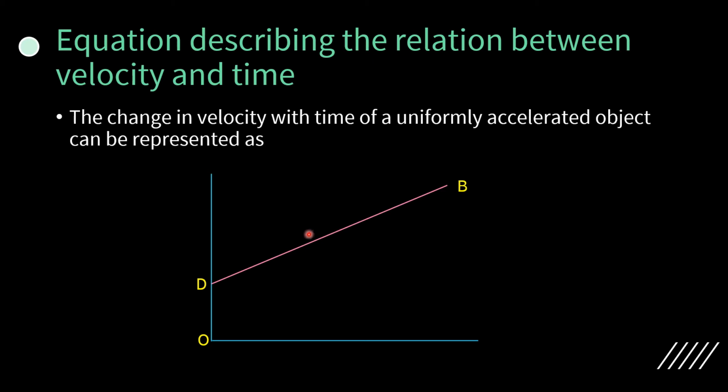So the object starts from the point D and with velocity u. Since it is starting, the initial velocity is taken as u, and here at point D the velocity is u, and the velocity keeps increasing. As you can follow this pink line, it increases, and after some time, let us take the time as t, it reaches the point B on the graph.